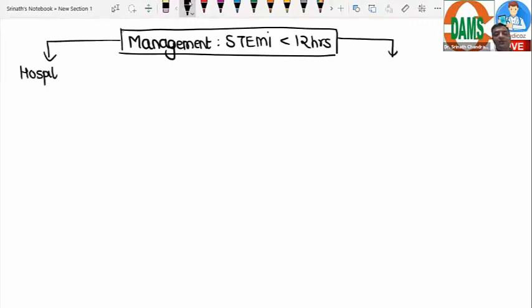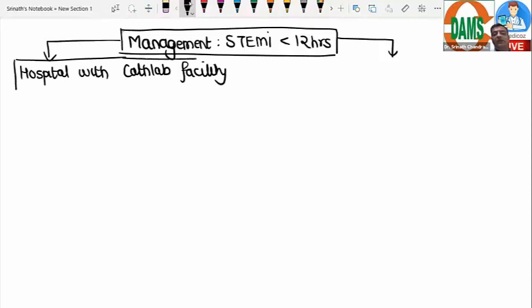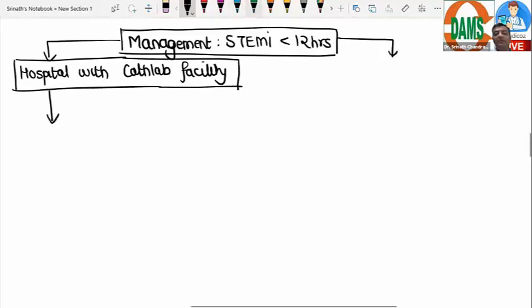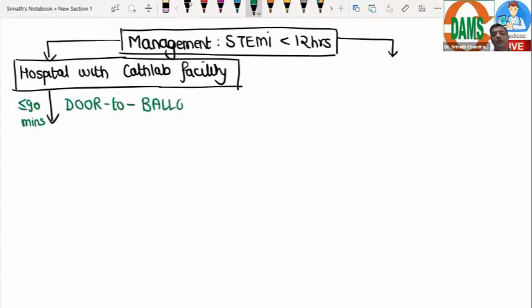The patient has reached a hospital with the cath lab facility. That is very good. Then what is the ideal time? Ideal time is within 90 minutes. 90 minutes is the recommended door to balloon time. Within 90 minutes, you must proceed for emergency PCI.